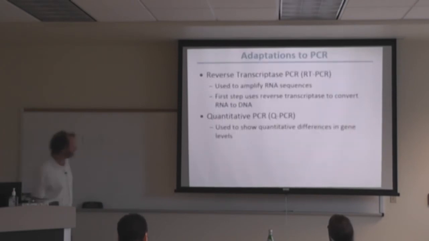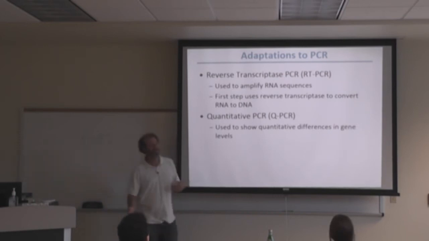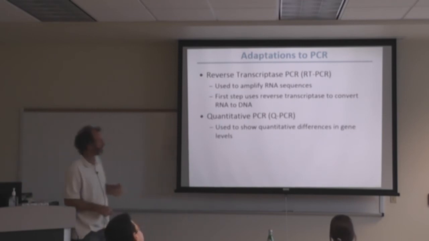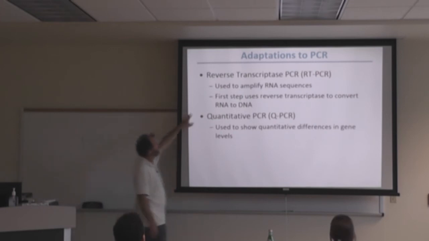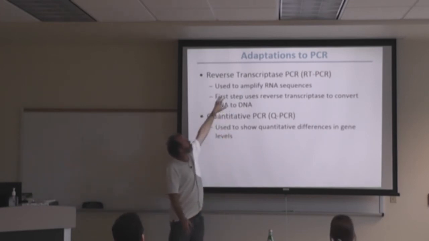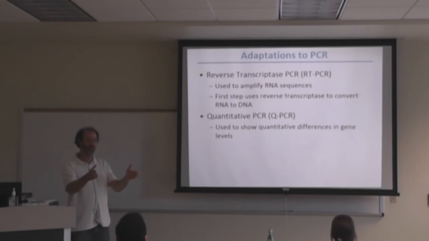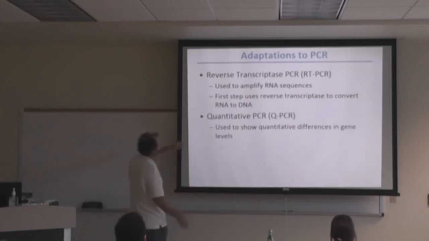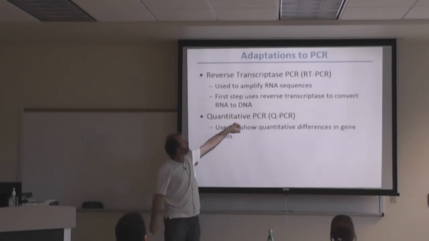Adaptations to PCR: reverse transcriptase is one. That's reverse transcriptase PCR. Does anybody know what that's for? Yeah, it's used for RNA. Reverse transcriptase is an enzyme that certain retroviruses code for, and it uses an RNA template to make DNA. A lot of people will isolate the mRNA, which contains the coding sequence for the protein we're interested in, convert that to DNA using reverse transcriptase, and then amplify it using regular PCR. That's known as RT-PCR.